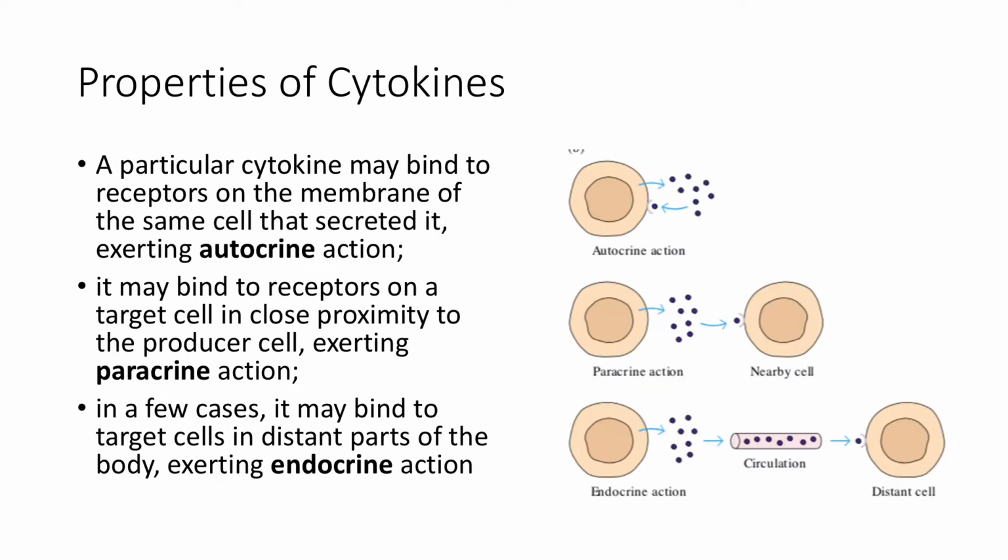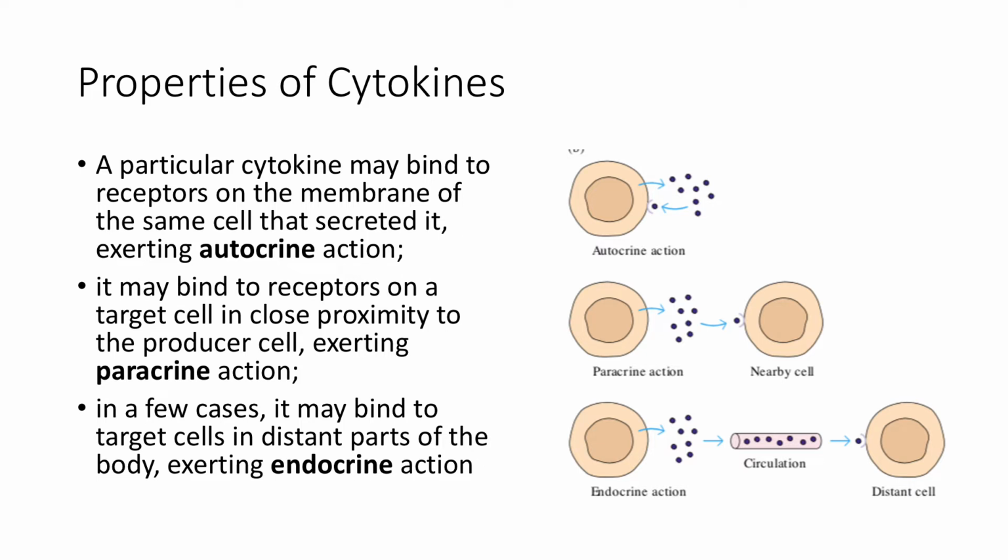All right. So, a particular cytokine may bind to a receptor on the membrane of the same cell that secreted it, exerting autocrine action. Like this one. What happens is that a cell which is secreting a cytokine is eventually going to be the effector cell as well. Once this cell gets the stimulus, it is going to release the cytokine, and then these cytokines bind on the receptors present on the same cell which is producing it. And then this type of signaling is called autocrine.